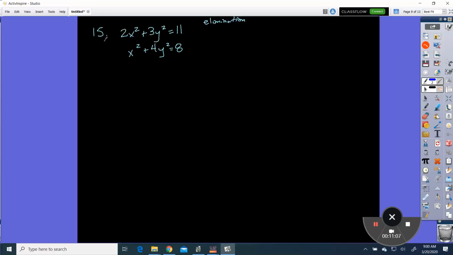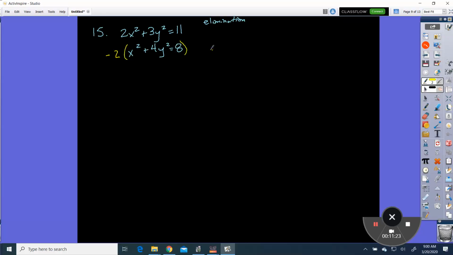So number 15 says use elimination. I'm looking at this. Nothing. Elimination is when you add them together and you get something to go away. Nothing, if I add these together, will go away. So I'm going to say let's get rid of the x's. So I'm just going to multiply all this by negative 2.